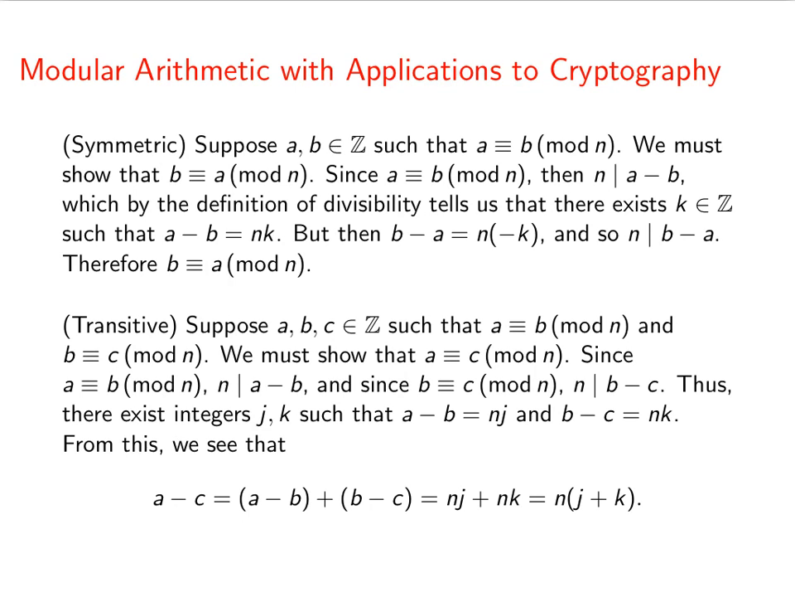Well, if we put these together, we've got a minus c can be written as a minus b plus b minus c, and so that's nj plus nk. We'll factor out the n to get n times j plus k. That proves that n divides a minus c, and therefore a is congruent to c mod n. And that now proves that the relation is transitive. So we've proven it's reflexive, symmetric, and transitive, so that proves it's an equivalence relation.